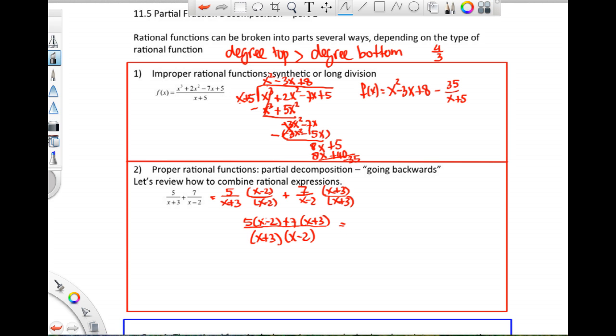Now that can be cleaned up a little. 5x plus 7x is 12x, and 15 minus 14 is 1. We can leave this or multiply it out, so in this case we'll multiply it out for once: x squared plus 3x minus 2x is plus x, minus 6. Here is a proper rational function, because the degree on the bottom is 2 and on the top it's 1. What we're trying to work on today is how to go from here back to that. How do I break down a proper rational function into the parts that it came from?